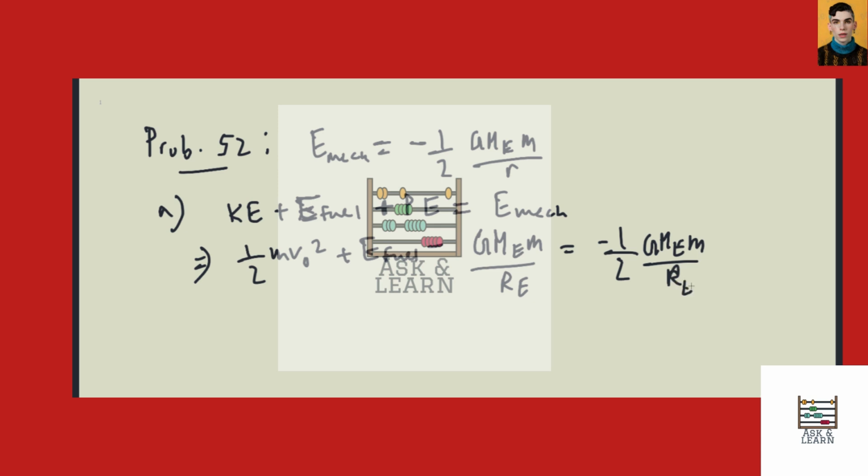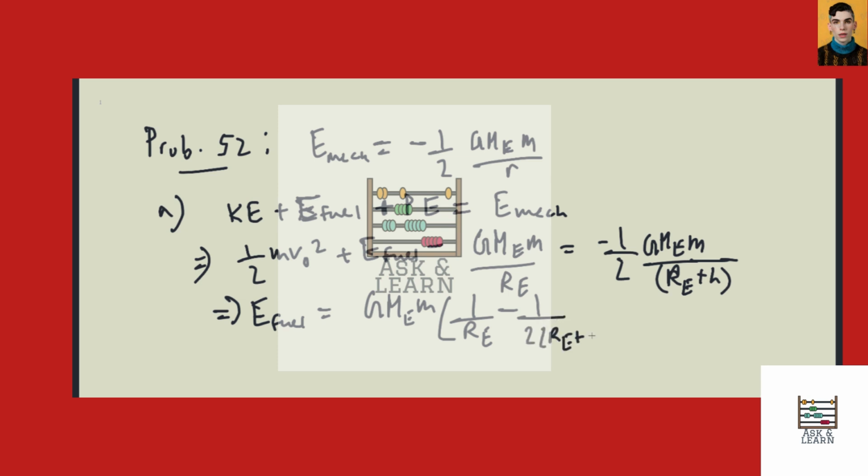R is R_E plus h, radius of the Earth plus height to which the satellite rises. And so energy from fuel is, let's take this G M_E m term common, that times 1 over R_E minus 1 over 2 times R_E plus h. Whoops, that'd be an h over there. Minus 1/2 m v0 squared, v0 being the velocity of the Earth's surface.